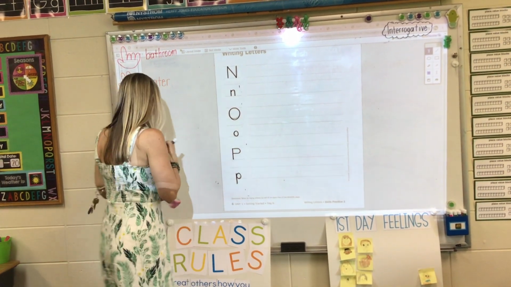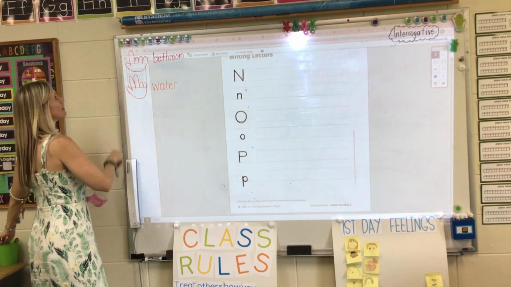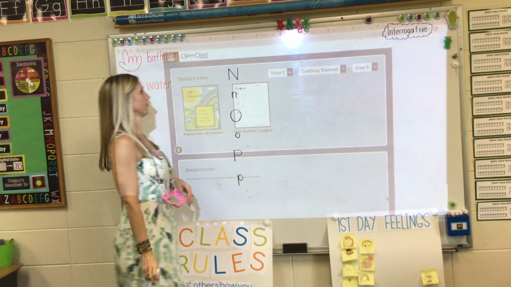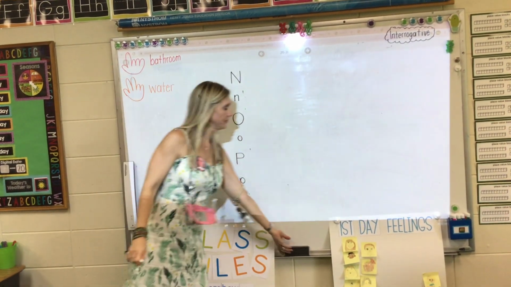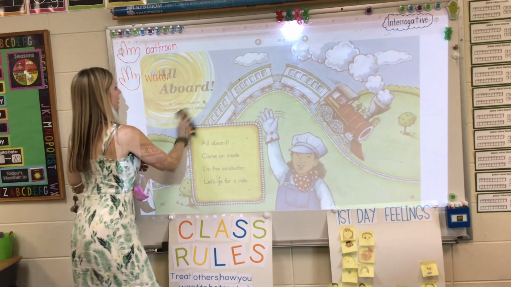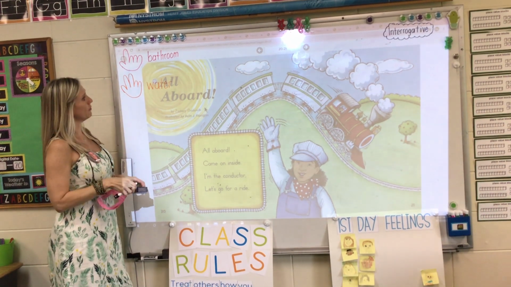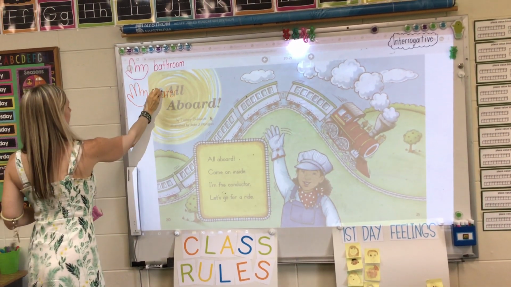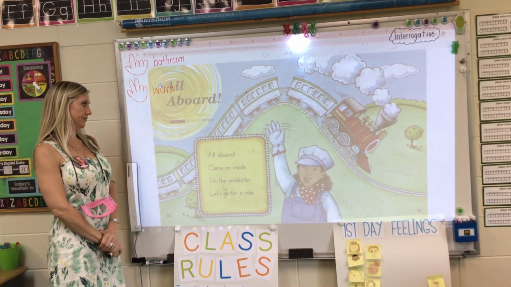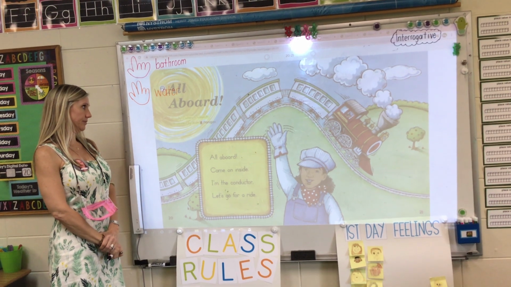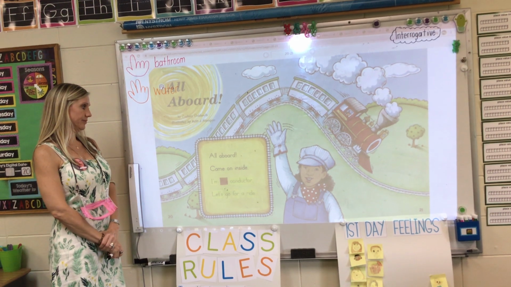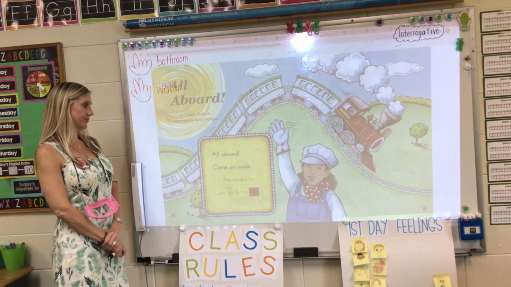Super. All right, let's take a look at what we're supposed to do next. All right, let me move over here. Okay, here's our poem for today. All Aboard by Zachary Goldsmith. Illustrated by Ruth J. Flanagan. All aboard, come on inside. I'm the conductor. Let's go for a ride.